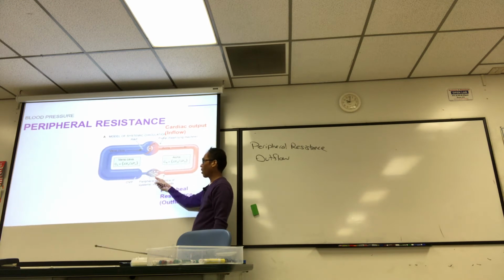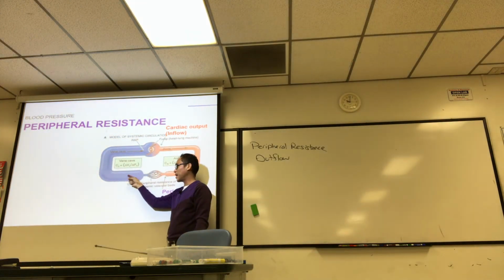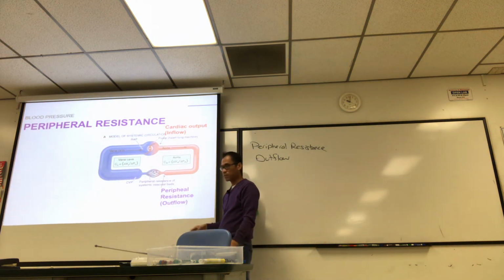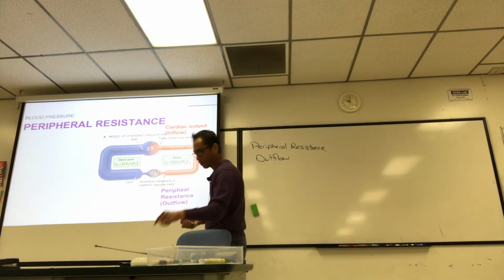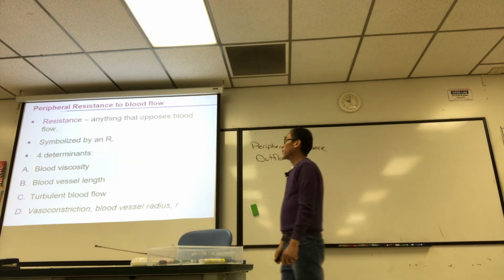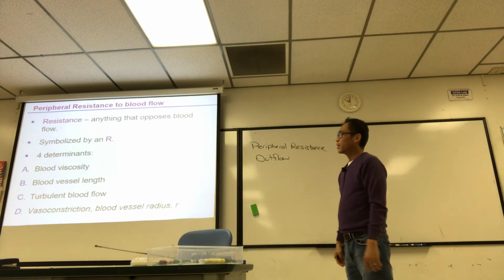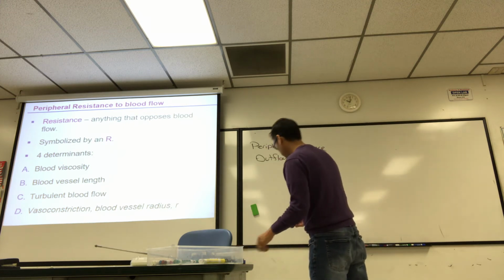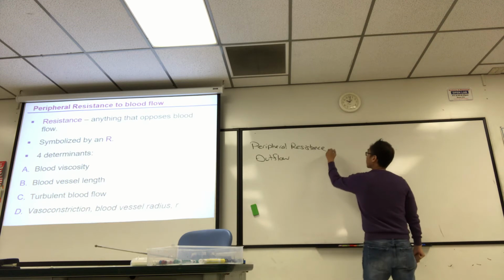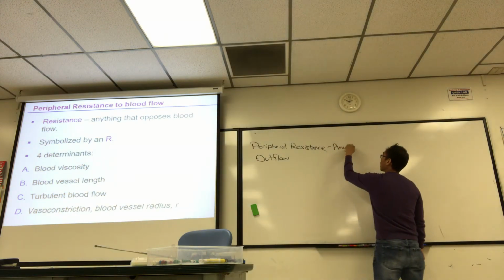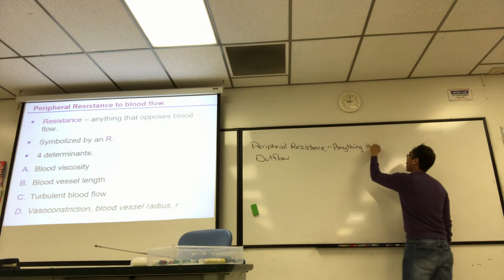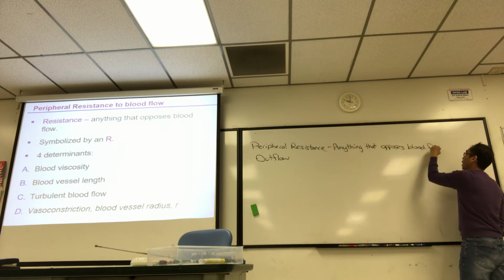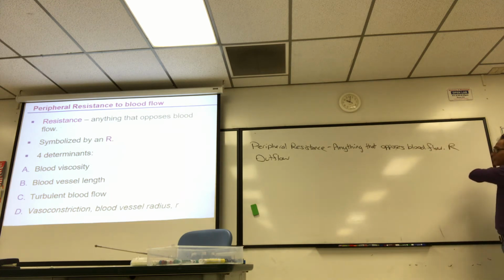All the blood is just going to leave the arteries to the capillaries and get stuck in the veins, away from the vital organs. So it's very important that you have this peripheral resistance, or resistance to blood flow. They control the outflow. Now, resistance more generally is anything that opposes blood flow. And it's symbolized by a capital R.